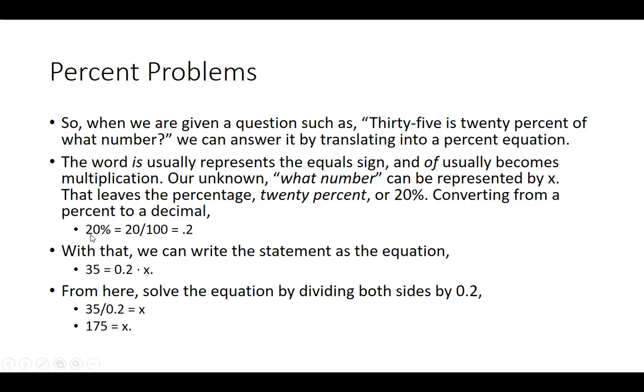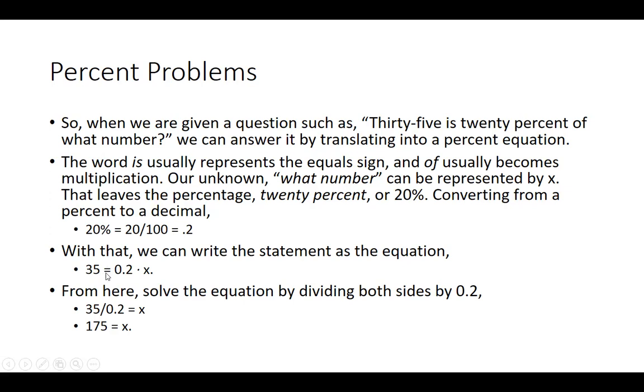Converting from a percent to a decimal, we move the decimal place 2 to the left. So 20%, 1, 2 to the left becomes 0.2. Or you can use the fraction to get you there. But once we have that 20% is 0.2, we can write the statement as the equation 35 equals 0.2 times x.